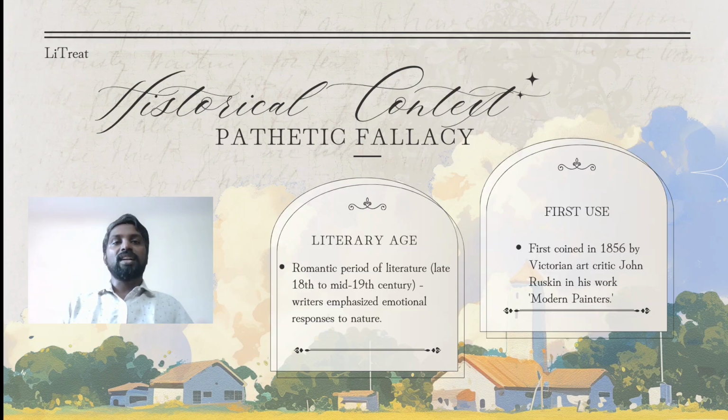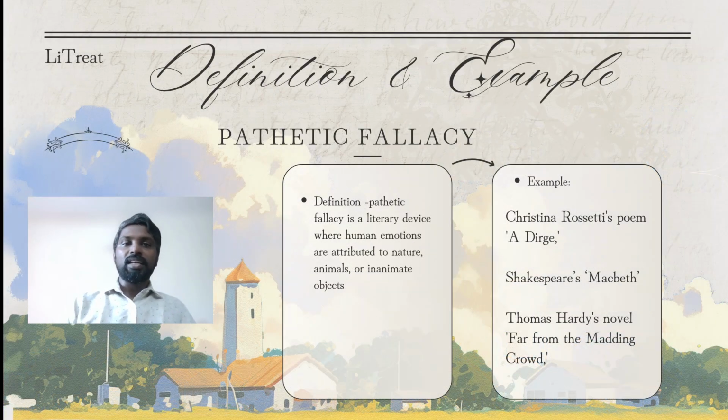The term pathetic fallacy was first coined in 1856 by Victorian art critic John Ruskin in his work Modern Painters. Ruskin actually intended it as a criticism of what he saw as excessive emotional projection onto nature by romantic poets, though the term has since lost its negative connotation. Simply put, pathetic fallacy is a literary device where human emotions are attributed to nature, animals, or inanimate objects.